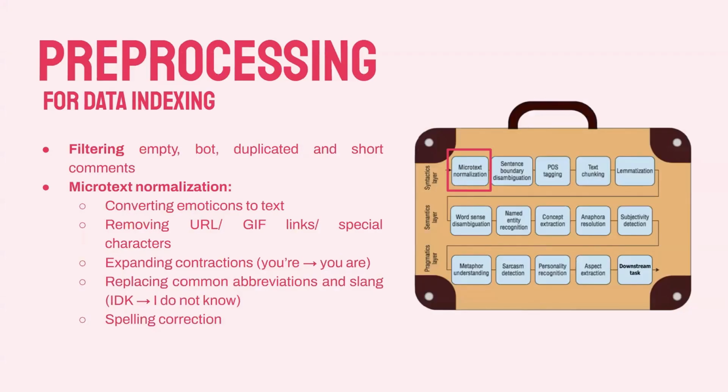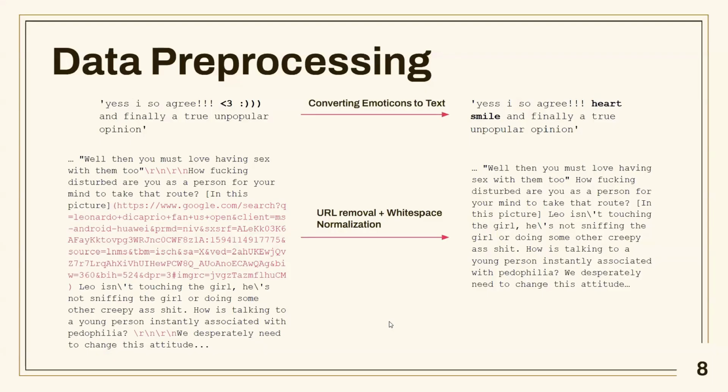We began by filtering out any empty, bot-generated, duplicated, or overly short comments, which have less than 30 alphabetical characters. Next, we cleaned up the text with microtext normalization, converting the emoticons to words, removing URLs, div links, and special characters. We also expanded the contractions, like you're to you are, and replaced the common abbreviations and slang. We ran spelling correction on the tokenized text, except for tokens that are identified as named entities. And here are some examples of the text before and after pre-processing.